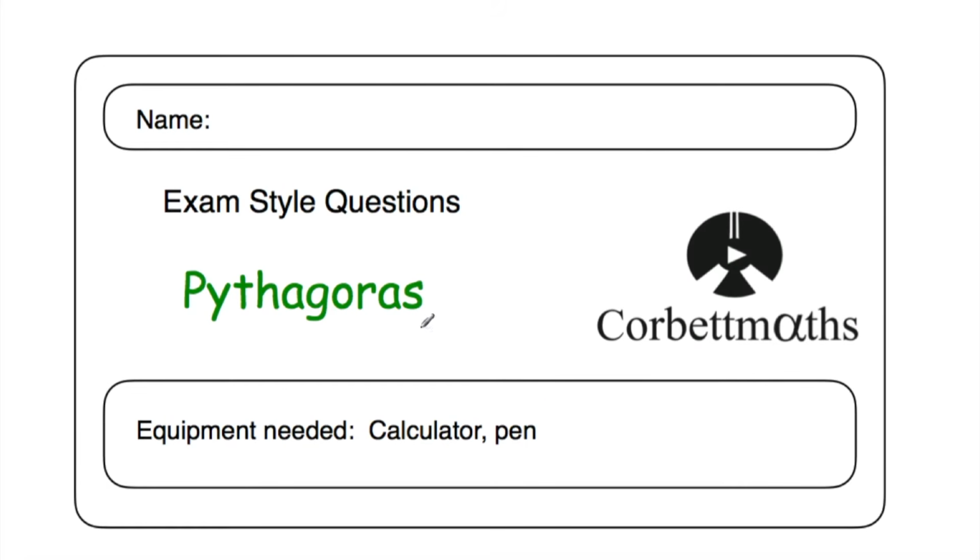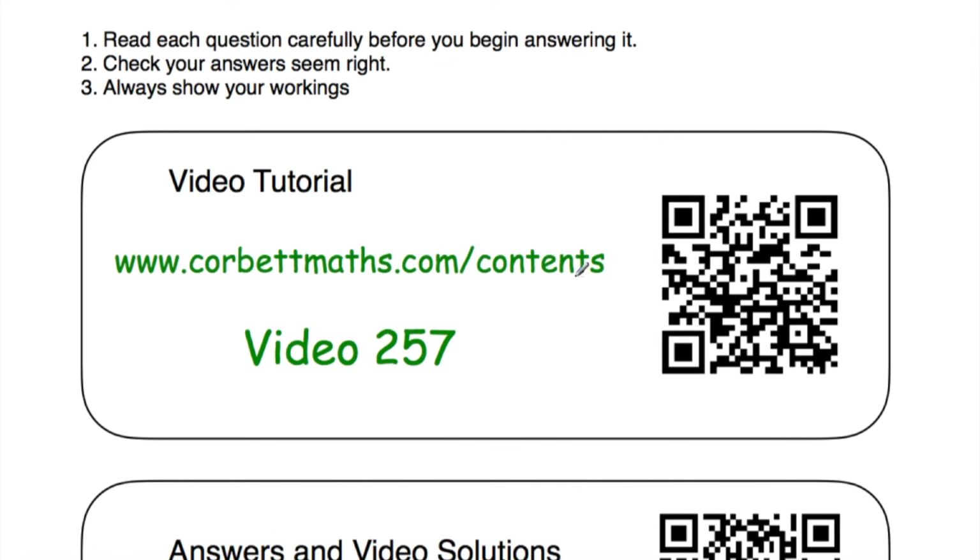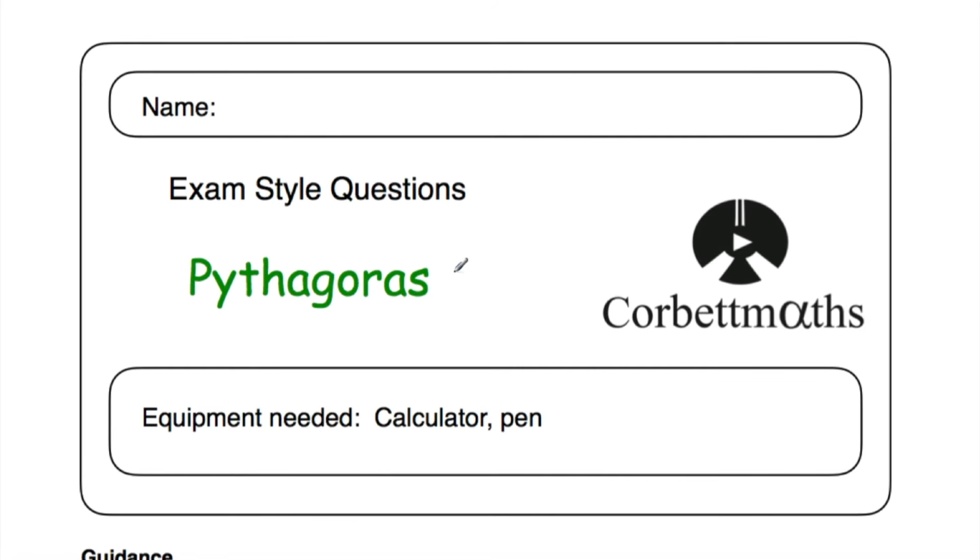In this video, we're going to look at the video solutions to the Pythagoras practice questions. If you need any extra help on Pythagoras, go to corbettmaths.com/contents and scroll down to video number 257, where there's a dedicated video tutorial on Pythagoras' theorem. Alternatively, you could scan this QR code and it'll bring you straight to that video. But in this video, we're going to focus on the video solutions to the practice questions, so let's get started.